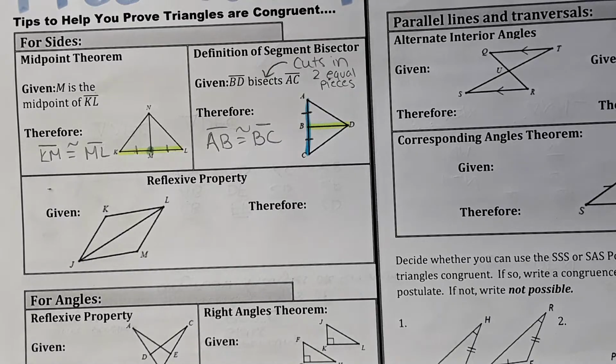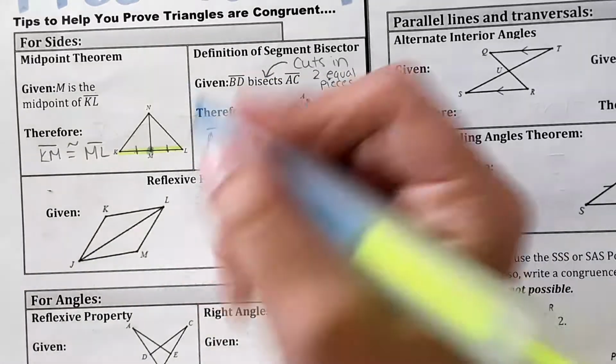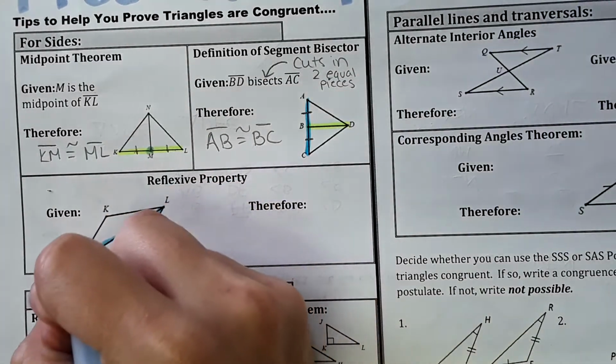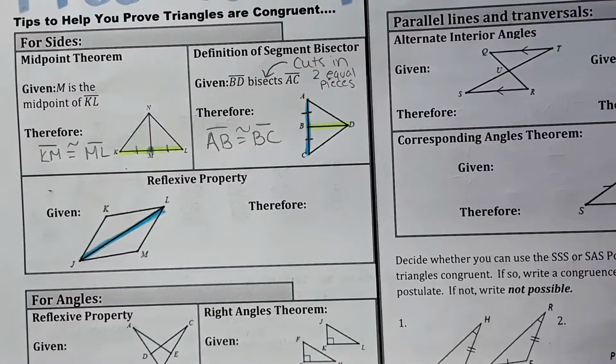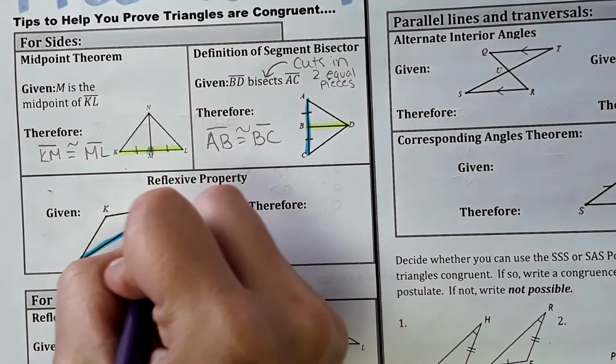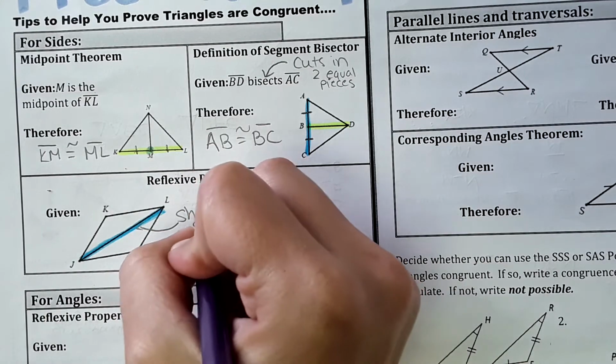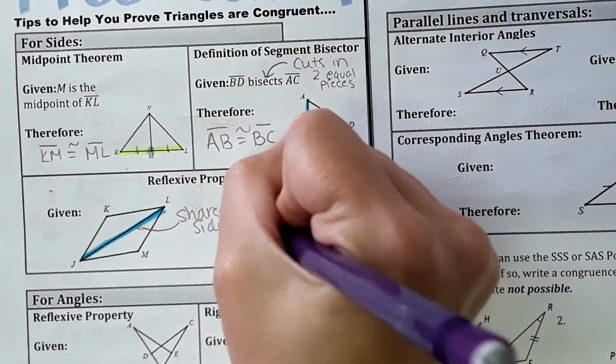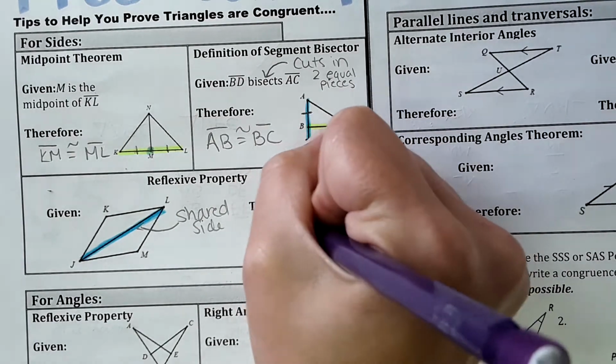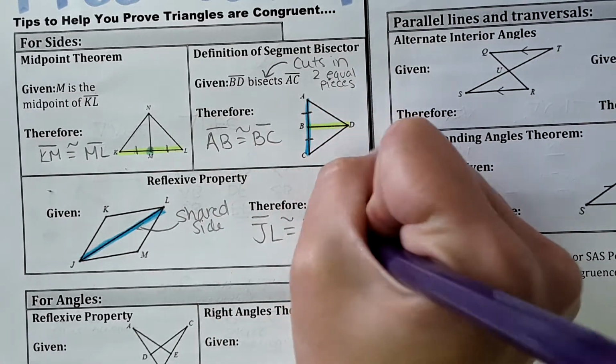Okay, and then reflexive property, we saw this one a lot yesterday. It's where the triangles have a shared side. So when the two triangles have a shared side, then we can say that segment JL is congruent to segment JL.